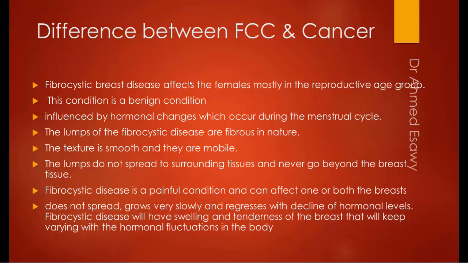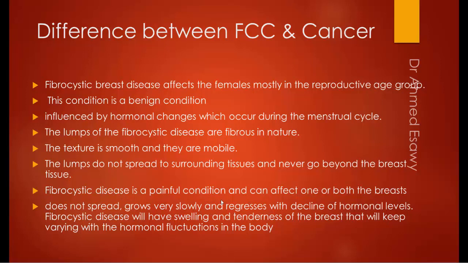What's the difference between fibrocystic change and cancer? Fibrocystic breast disease affects females mostly in the reproductive age group. Fibrocystic change is a benign condition, influenced by hormonal changes which occur during the menstrual cycle. The lumps of fibrocystic disease are fibrous in nature. Texture is smooth and mobile. The lump does not spread to surrounding tissue and never goes beyond the breast tissue.